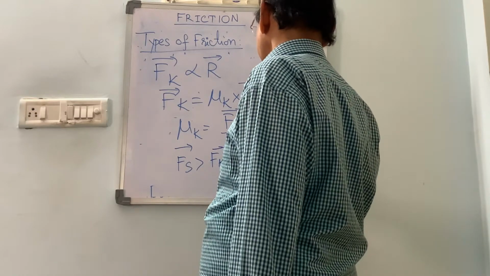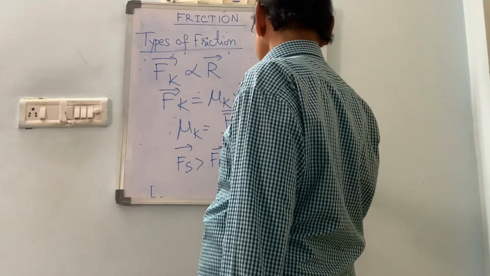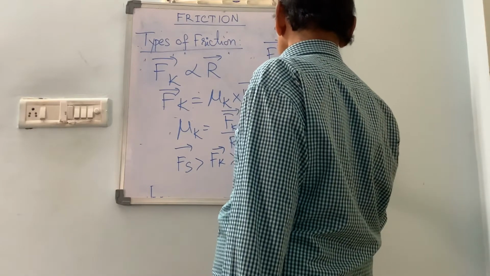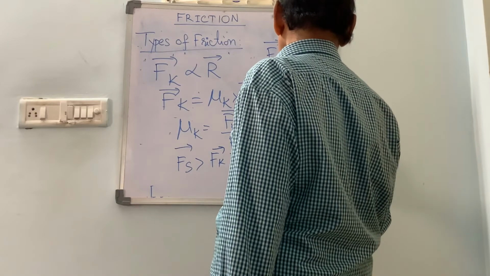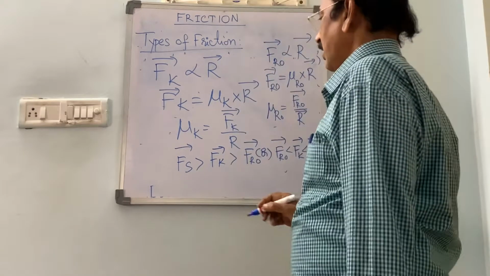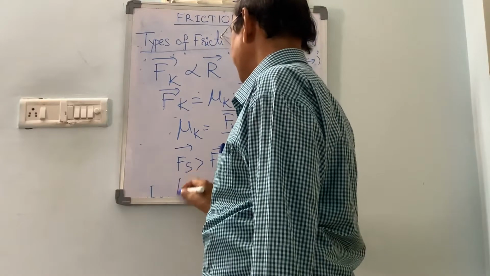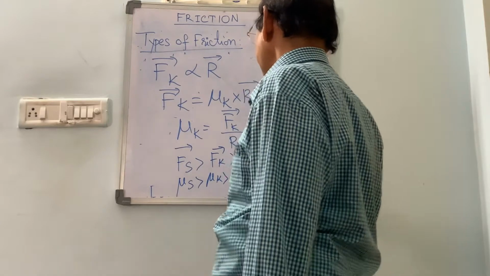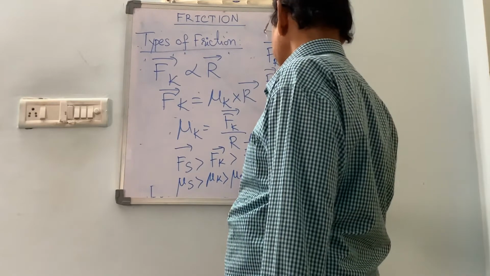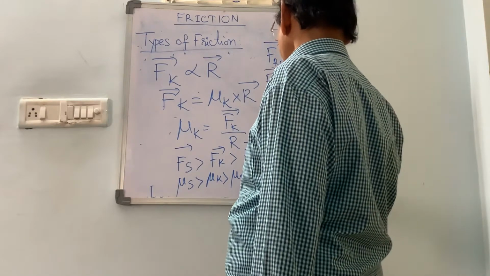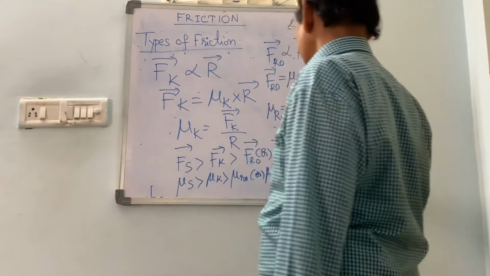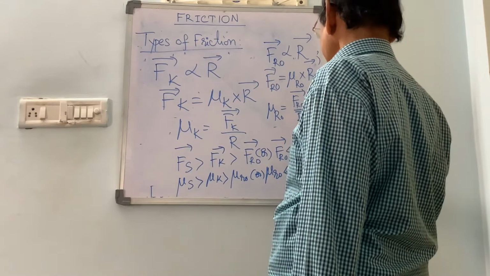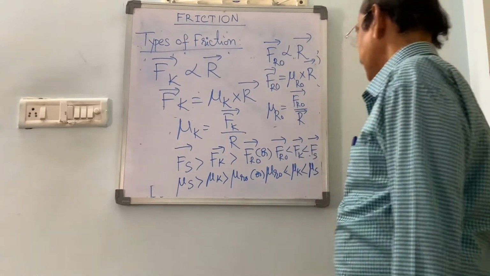This may be written like this also: F bar Rho is less than kinetic friction, which is less than static friction, limiting friction. Similarly, the coefficient of static friction is greater than the coefficient of kinetic friction, which is greater than the coefficient of rolling friction. The rolling friction coefficient is less than the kinetic friction coefficient, which is less than the coefficient of static friction.